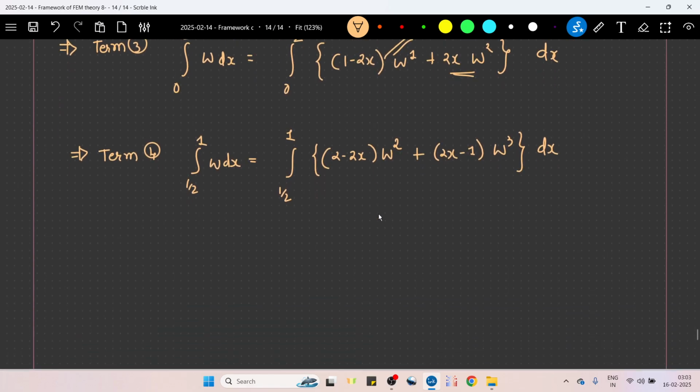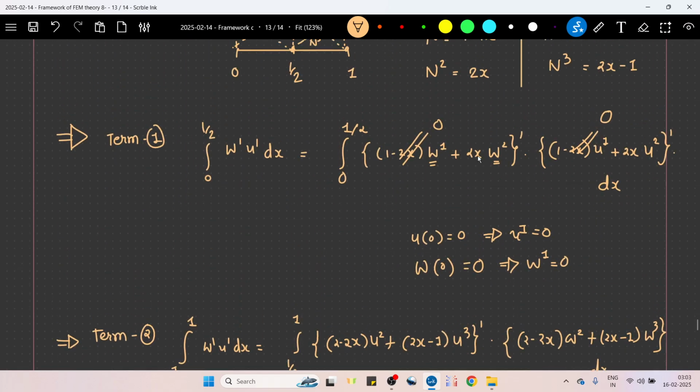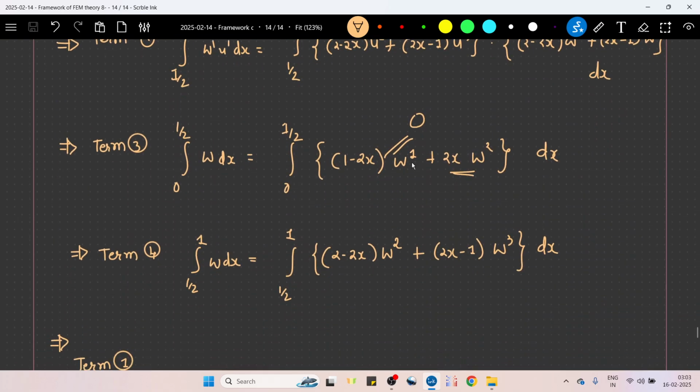So let's start again. Term 1. I will just do the integration here. So this is gone. 2x w2 and dash. So what is that?